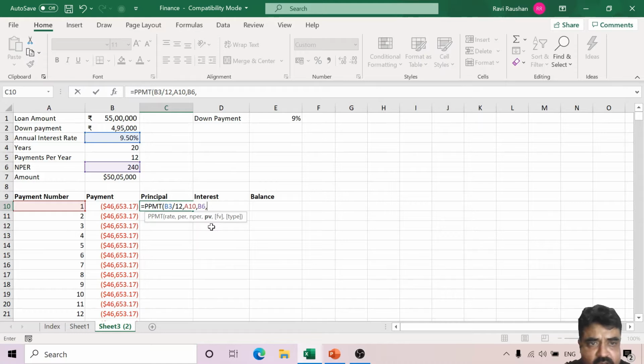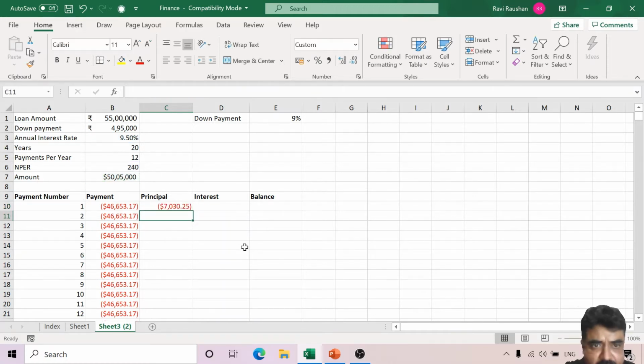Future value we did not calculate in a loan in this case because there is no balloon payment. So this is my present value, that loan that I have taken. I can close it, I can press enter.